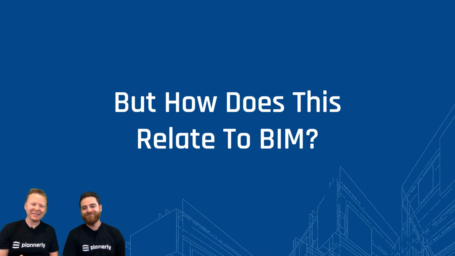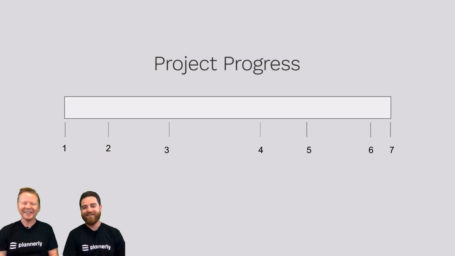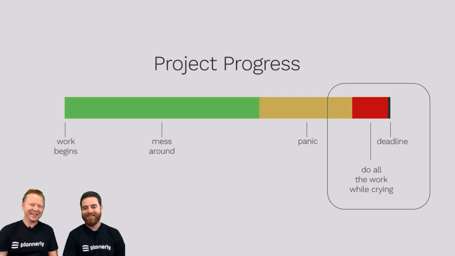So how does this relate to BIM? It's a good question. Let's bring it back to BIM. Right? So we look at projects as they progress over time, and it would be a perfect world if projects progressed gradually, and we went through stages and those milestones were achieved and everything was perfect. But we know that in our world, work begins, people mess around, there's a bit of a panic, and usually a lot of work is done at the end just before the deadline. Yeah, it's just natural. Human nature.